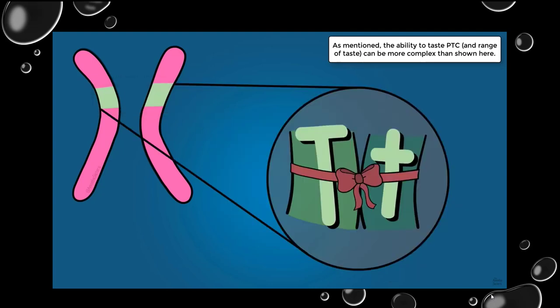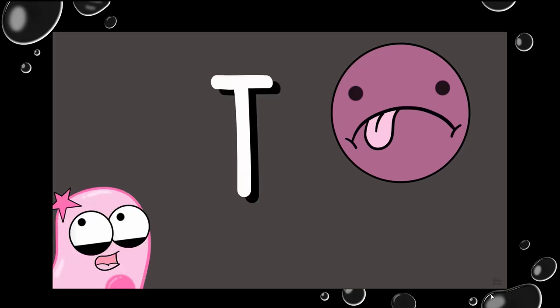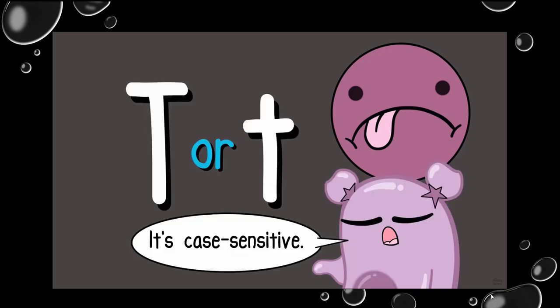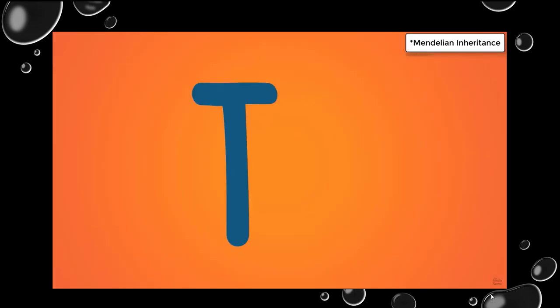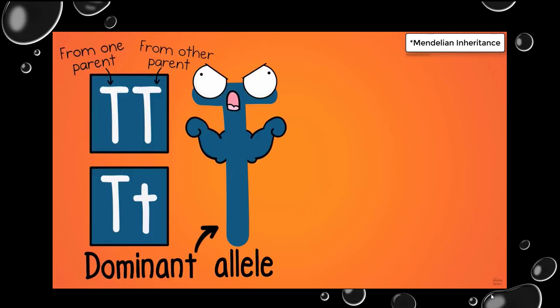The alleles are typically represented by letters. Since this is all about tasting, let's use the letter T. But wait, it matters whether I represent it as a capital or lowercase letter. If I use a capital letter to represent an allele, it means that it's a dominant allele. If one or both of the alleles you inherited for a trait are dominant, then it will be expressed.